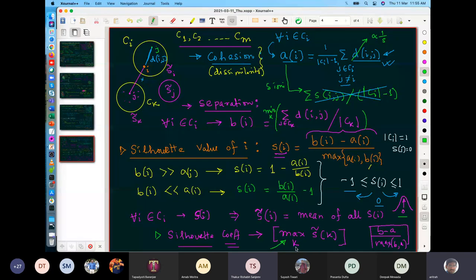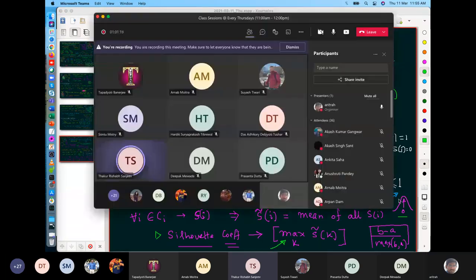These silhouette values depend on the distance matrix which we use in the assignment. For cosine clustering, we are using cosine similarity, but for this computation, do we need to use Euclidean distance or the inverse of cosine similarity? Inverse of cosine similarity as a distance matrix. Okay, sir. Thank you, sir.